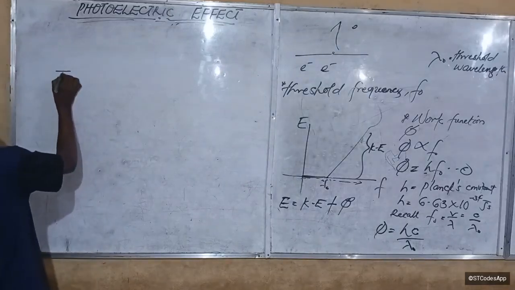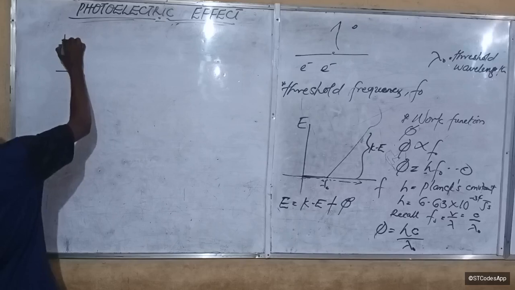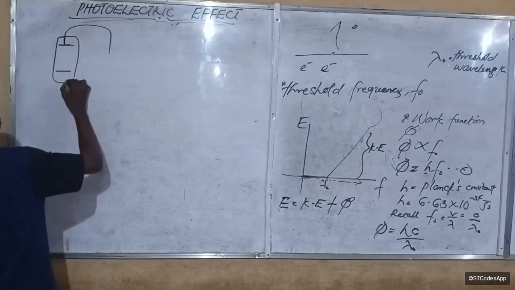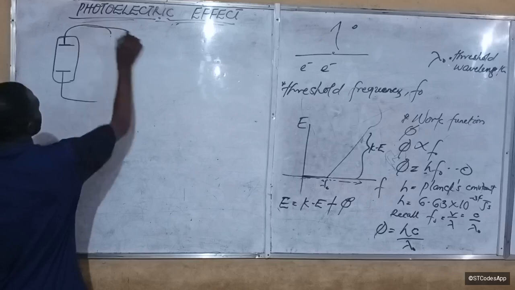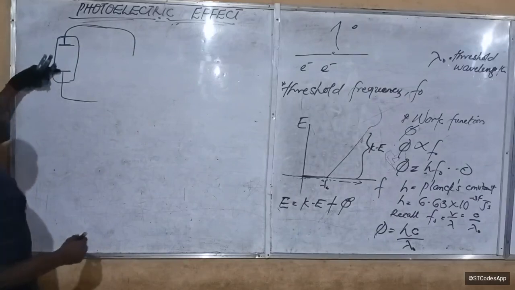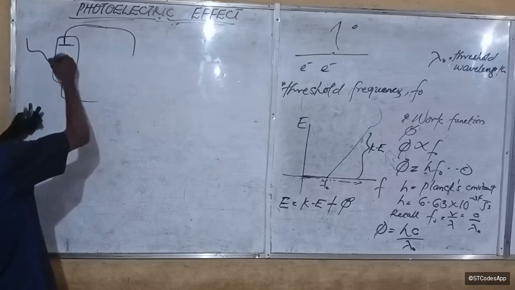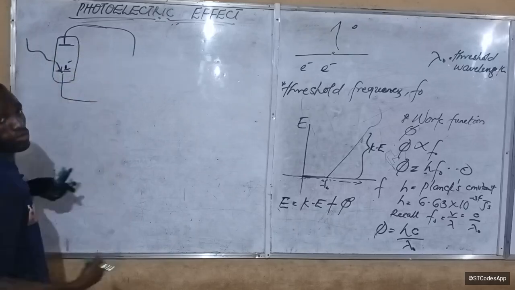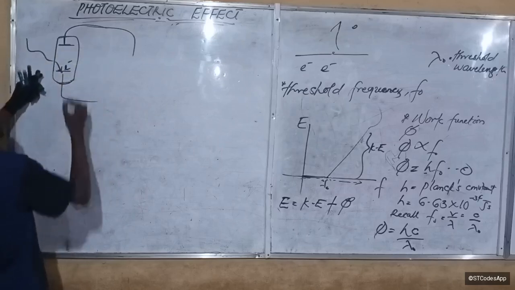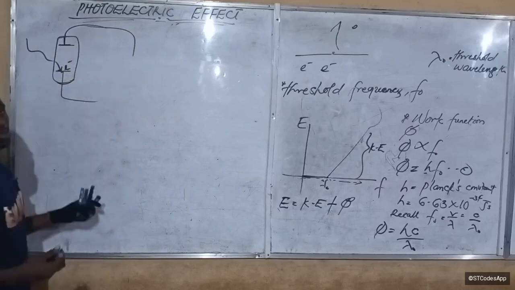So we have a polished metal plate here and another metal plate here. Both are in a tube. The reason why they are in a tube is to prevent collision with other things in order not to lose energy. If the electrons were exposed here, after irradiation, the electrons will be emitted, we know, but if they were not in an enclosed chamber, they will bump into other things and then lose energy. So they had to be in a vacuum.